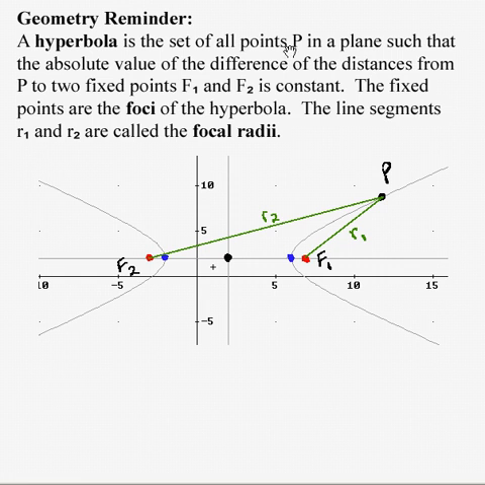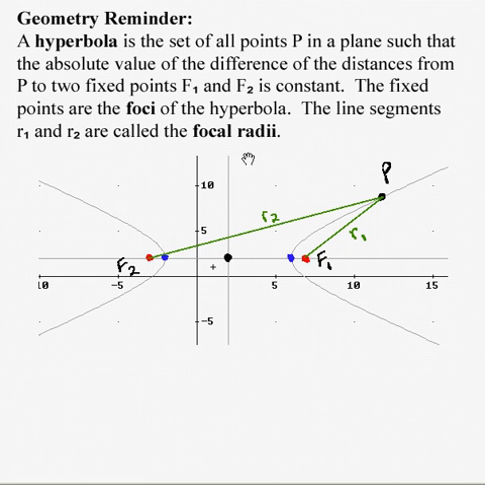A hyperbola is the set of all points P in a plane such that the absolute value of the difference of the distances from any point on that hyperbola P to two fixed points, f sub 1 and f sub 2, is constant. Those fixed points, f sub 1 and f sub 2, are called the foci of the hyperbola. The line segments r sub 1 from any point to the first focus, and r sub 2 from that same point to the other focus, again, are called the focal radii.